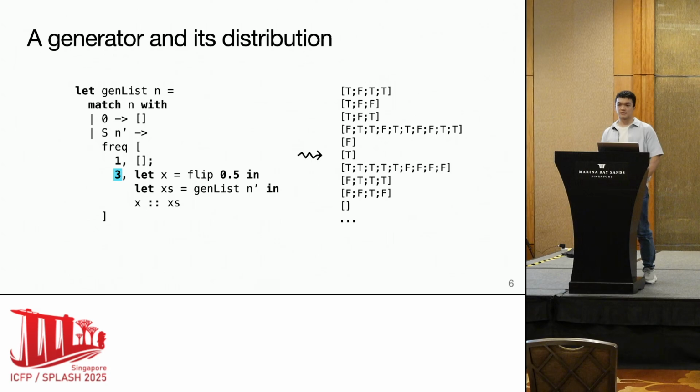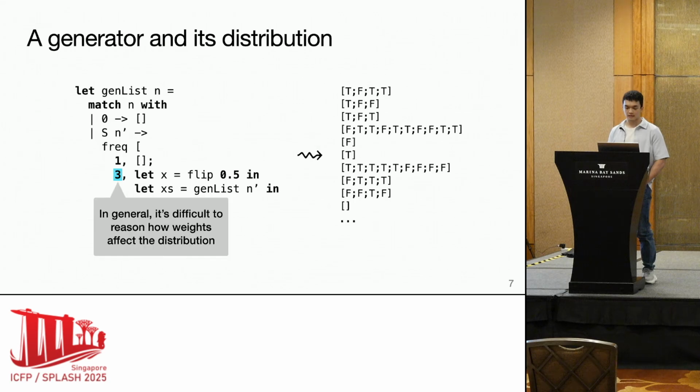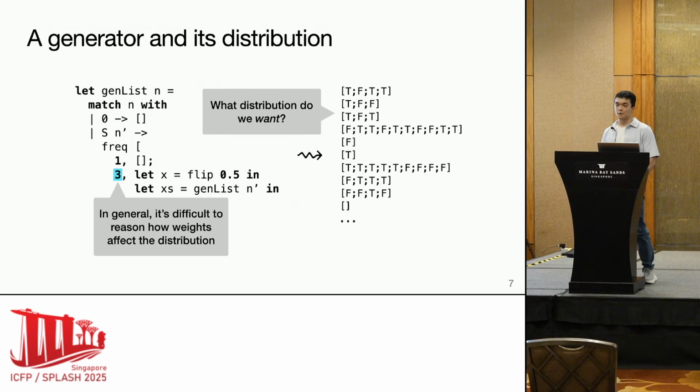But we shouldn't be satisfied with this process for a few reasons. The first is that in general, it's difficult to reason how the weights of your generator affect the final distribution, especially as the generator gets more complicated. The second reason is that we were pretty ad hoc in coming to this distribution, and we'd like more principled ways to find distributions that are better at bug finding.